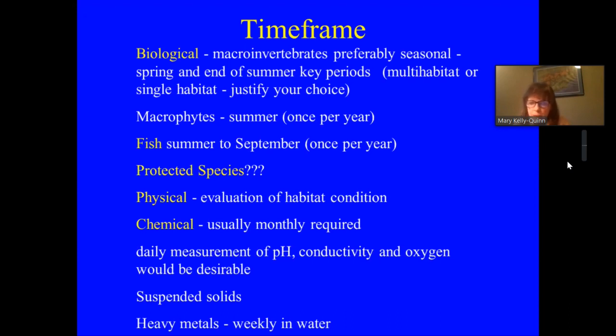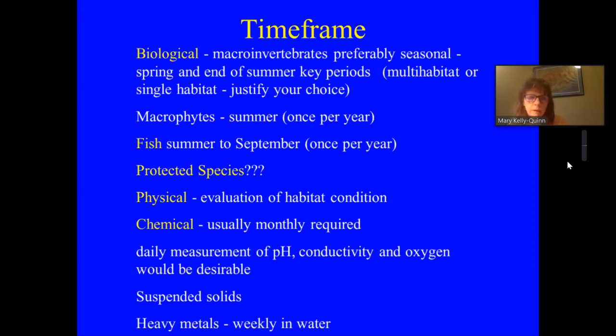Now, the sampling for invertebrates, as we've already mentioned, can be single habitat or multi-habitat. The tendency nowadays is to go for multi-habitat. I'm asking you to justify your choice. The reason I'm saying multi-habitat is that it allows you to encounter the widest range of potential impacts. So you might have fauna that live in other habitats, apart from riffles, that could be impacted by pollutants.